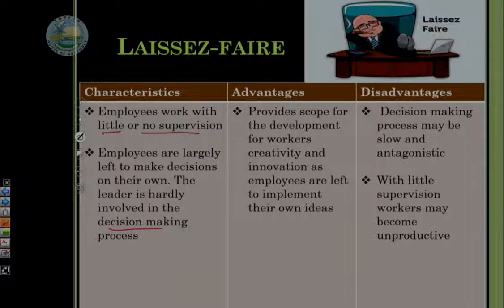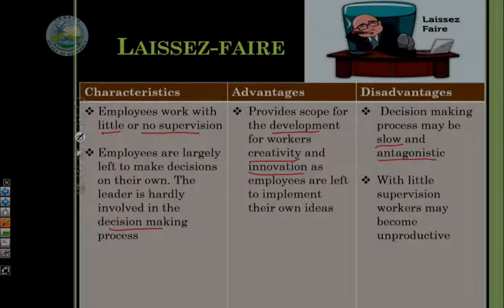All right. The decision-making process would not be slow and it would not be fast. It depends on the task itself, right? Advantage of this is that it helps the worker to develop creativity and innovation. And in terms of disadvantages, it's slow and it's not fast, but it's just in the middle there. We talked about it. Right?